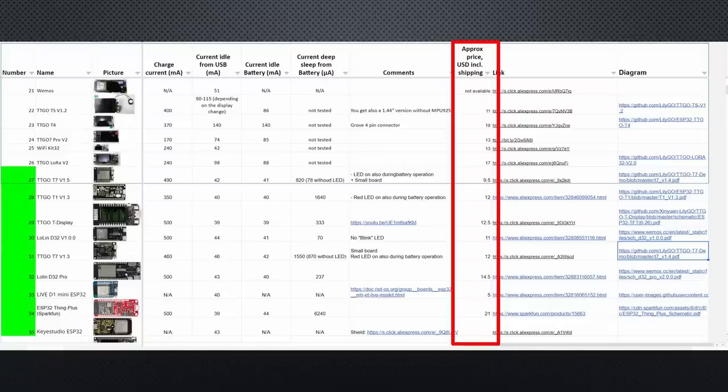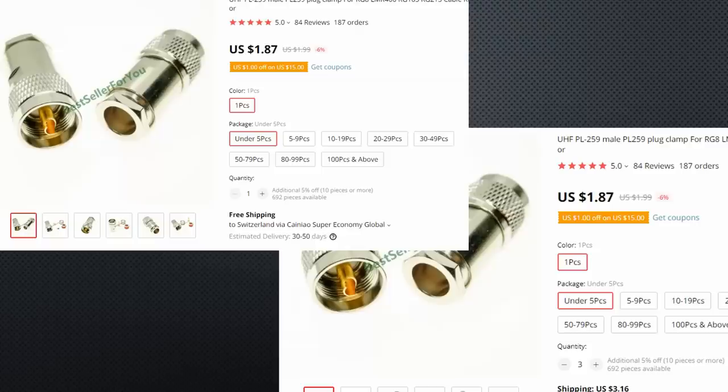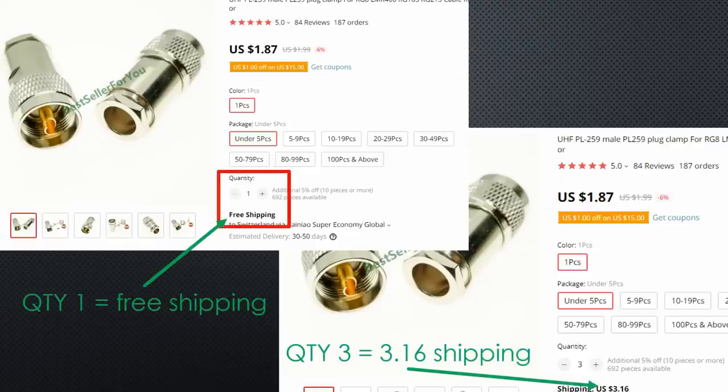Did I forget anything? Yes, the prices. After the shutdown of civil aviation last spring, shipping costs increased considerably. Now, shipping is sometimes more expensive than the board itself. Often it does also not help to order more than one, because shipping costs increase fast. Sometimes it's even cheaper to place two orders instead of one with the needed number of parts.